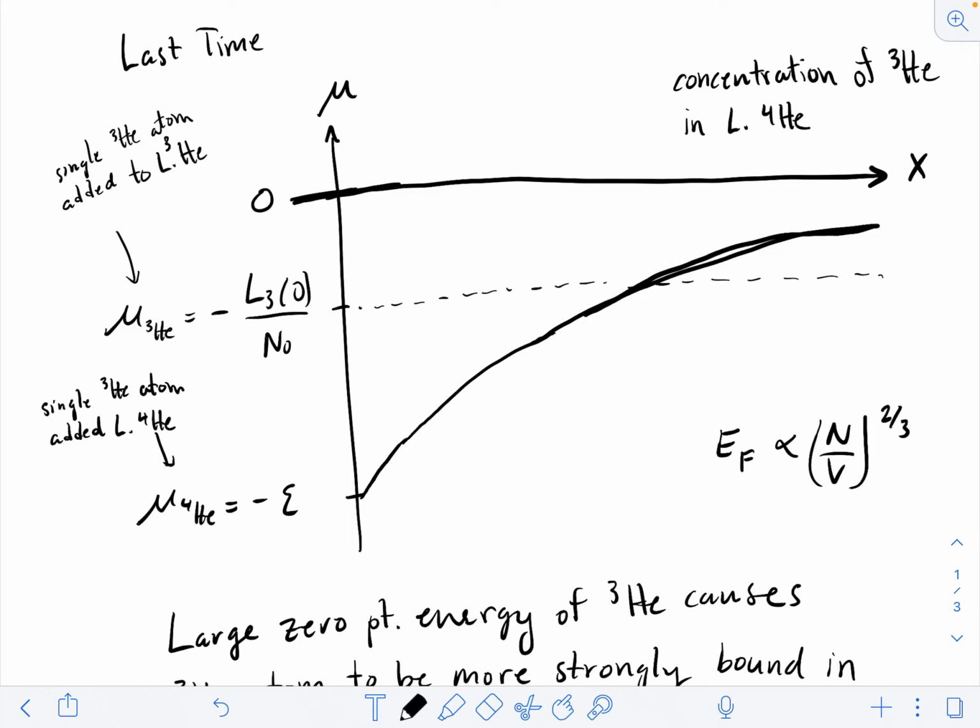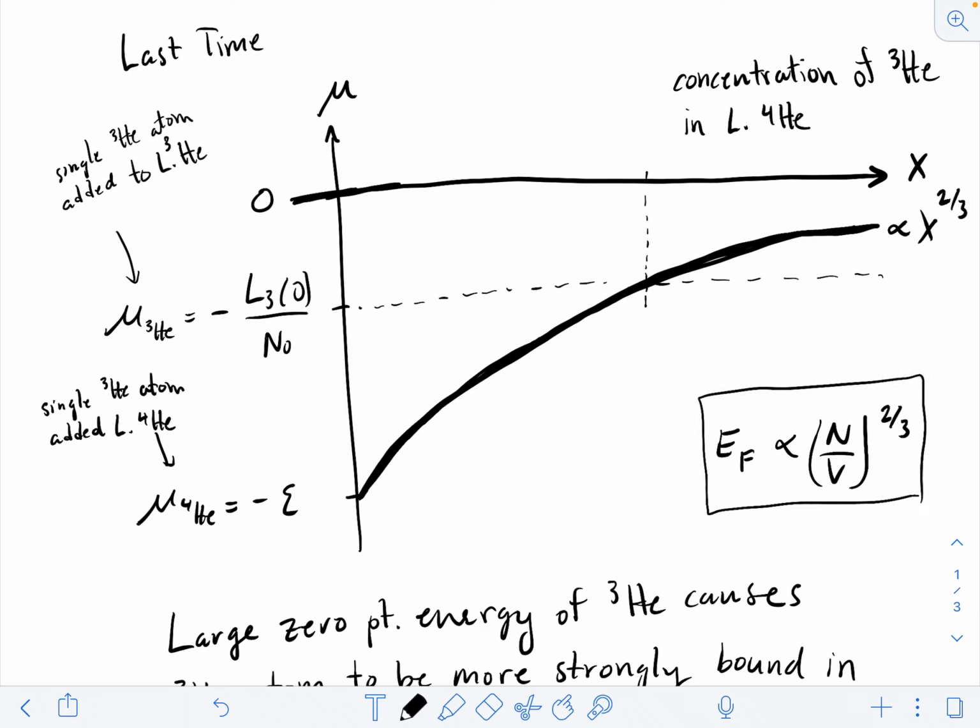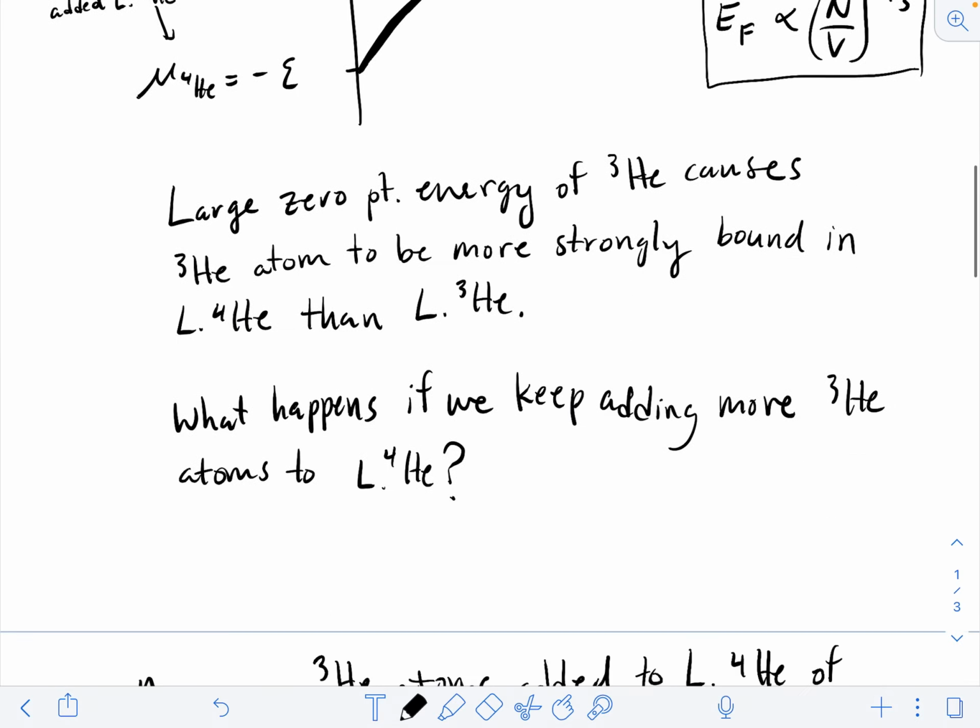And at some point, there's a crossover where the binding energy in helium-4 becomes less than it is in helium-3. And so there's some important point right here. And so this is proportional to the concentration to the 2/3 power. And that 2/3 power comes about because of the Fermi energy dependence on the N over V.